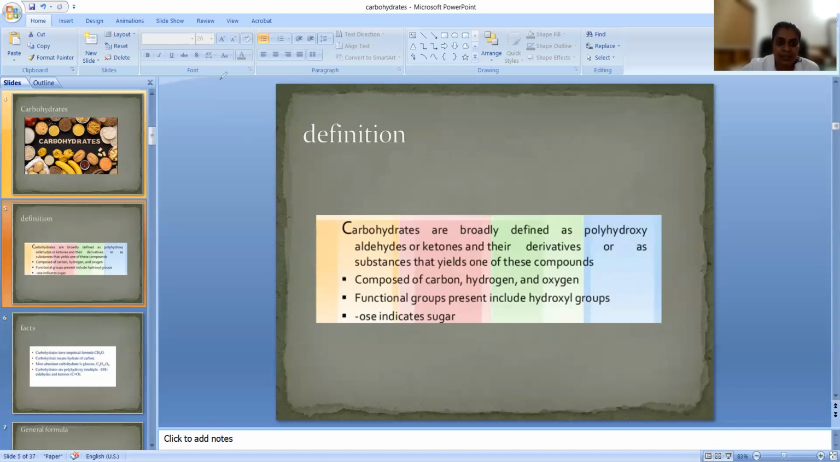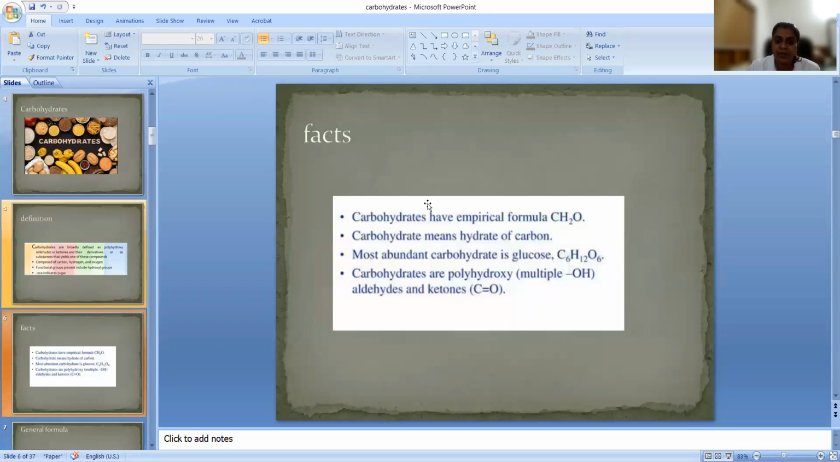Now let us see some other important facts about carbohydrates. The empirical formula will always be CH2O. For example, C6H12O6 is an example of an ose, that is glucose. It is a carbohydrate. If you take the common factor 6 and divide every number, we get CH2O. So this is the empirical formula of glucose. Carbohydrates have the empirical formula CH2O. Carbohydrates means hydrates of carbon.